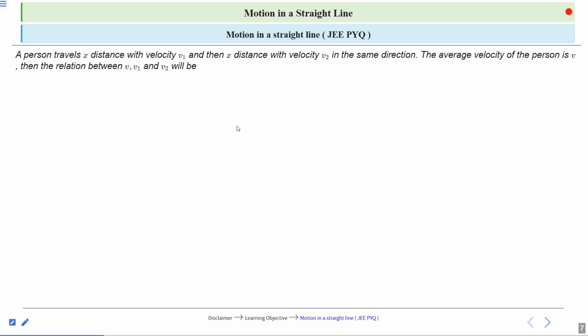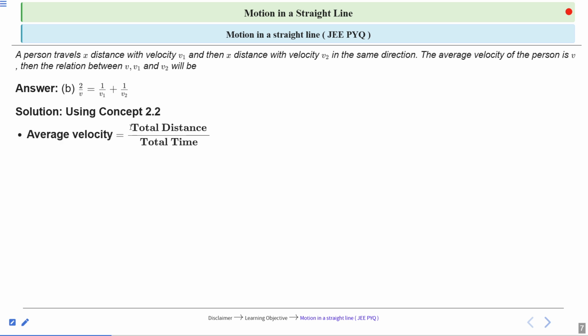So the correct answer is B: 2 divided by v is equal to 1 by v1 plus 1 by v2. Solution. We will solve this question using concept 2.2. So we know the formula of average velocity is total distance divided by total time. So average velocity is equal to total distance, x plus x, and total time, x divided by v1 plus x divided by v2.